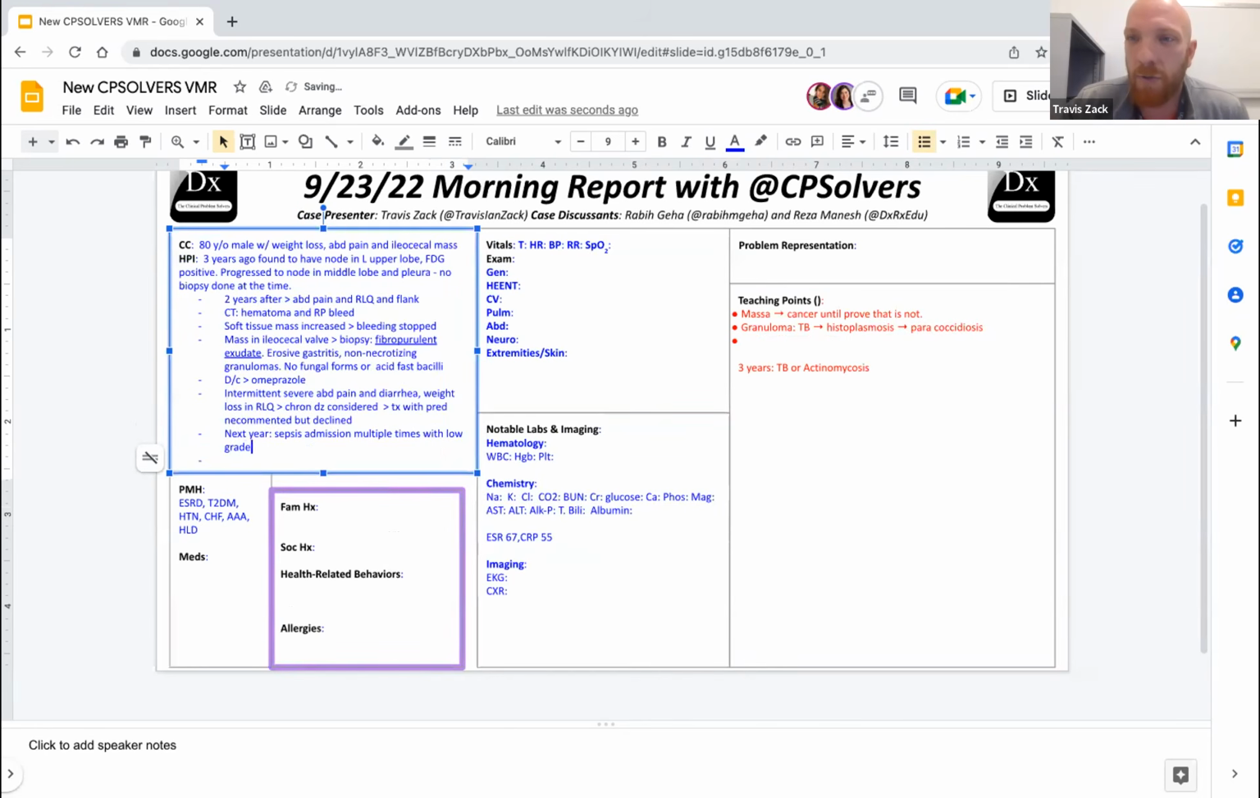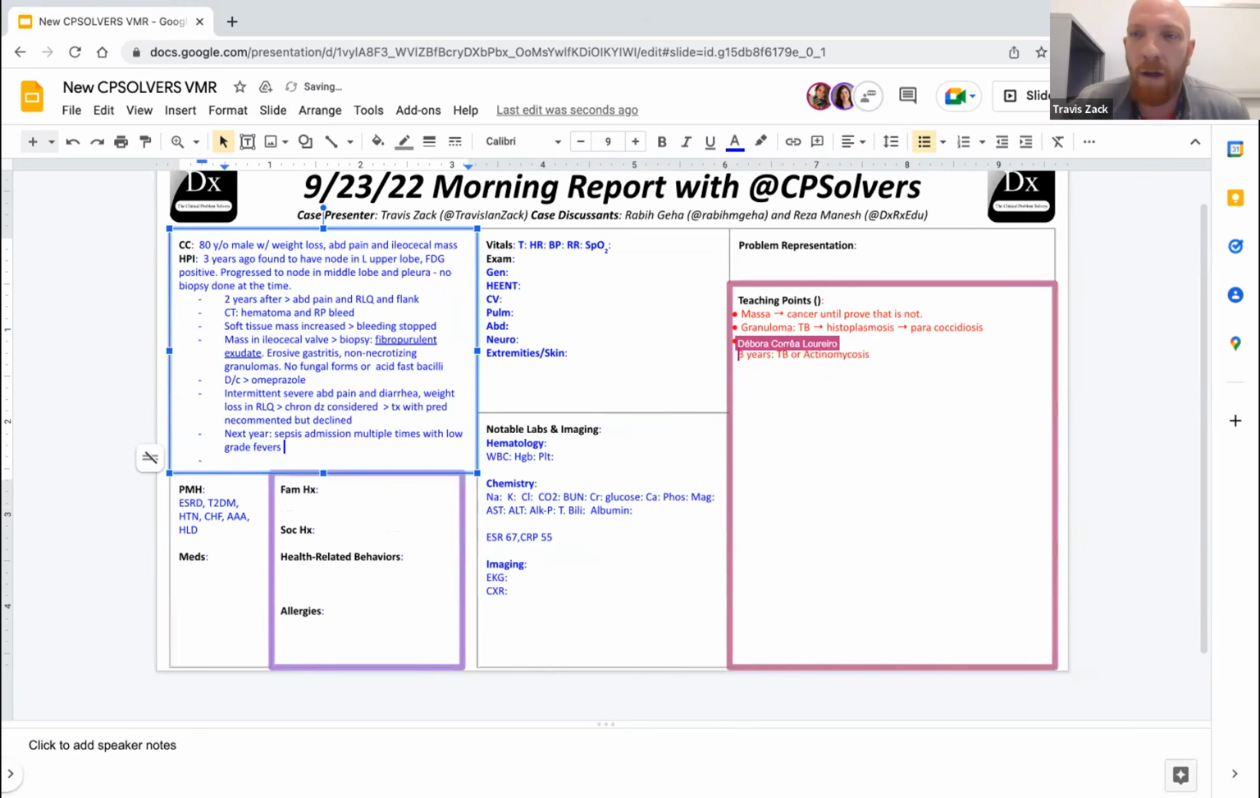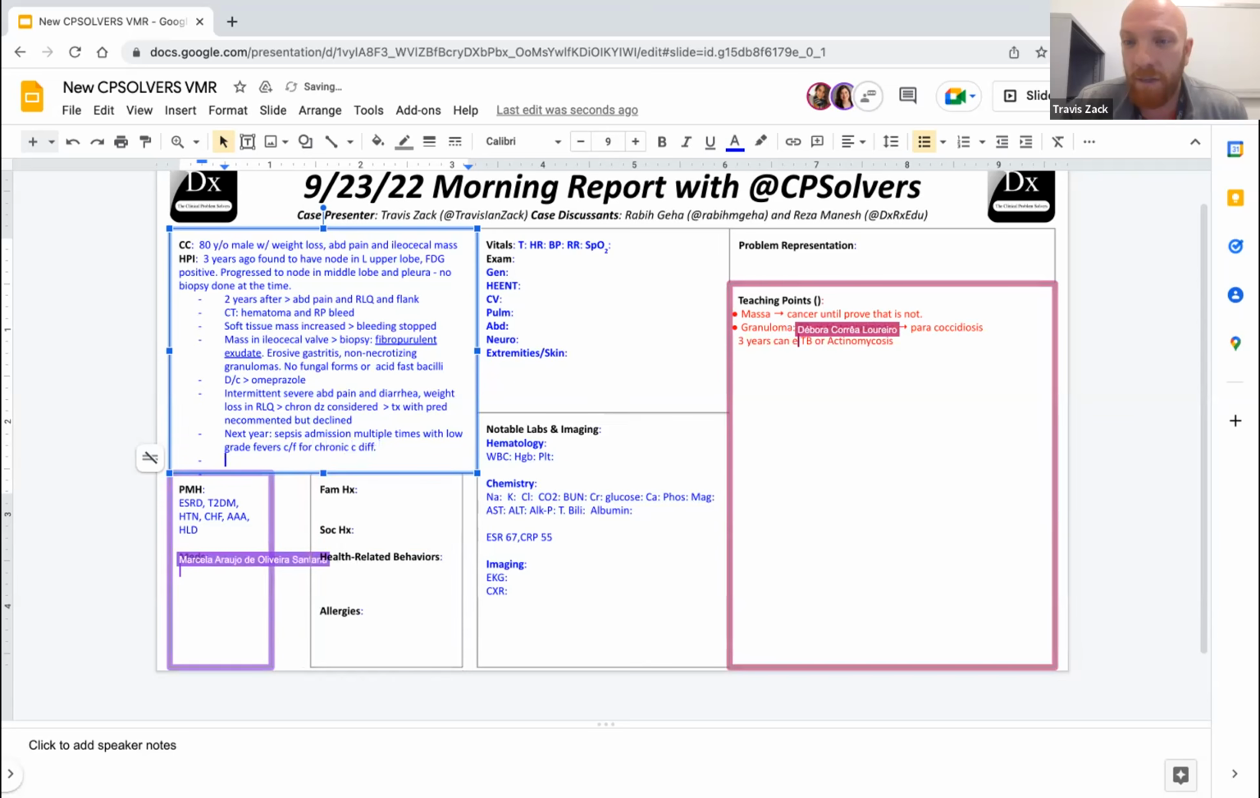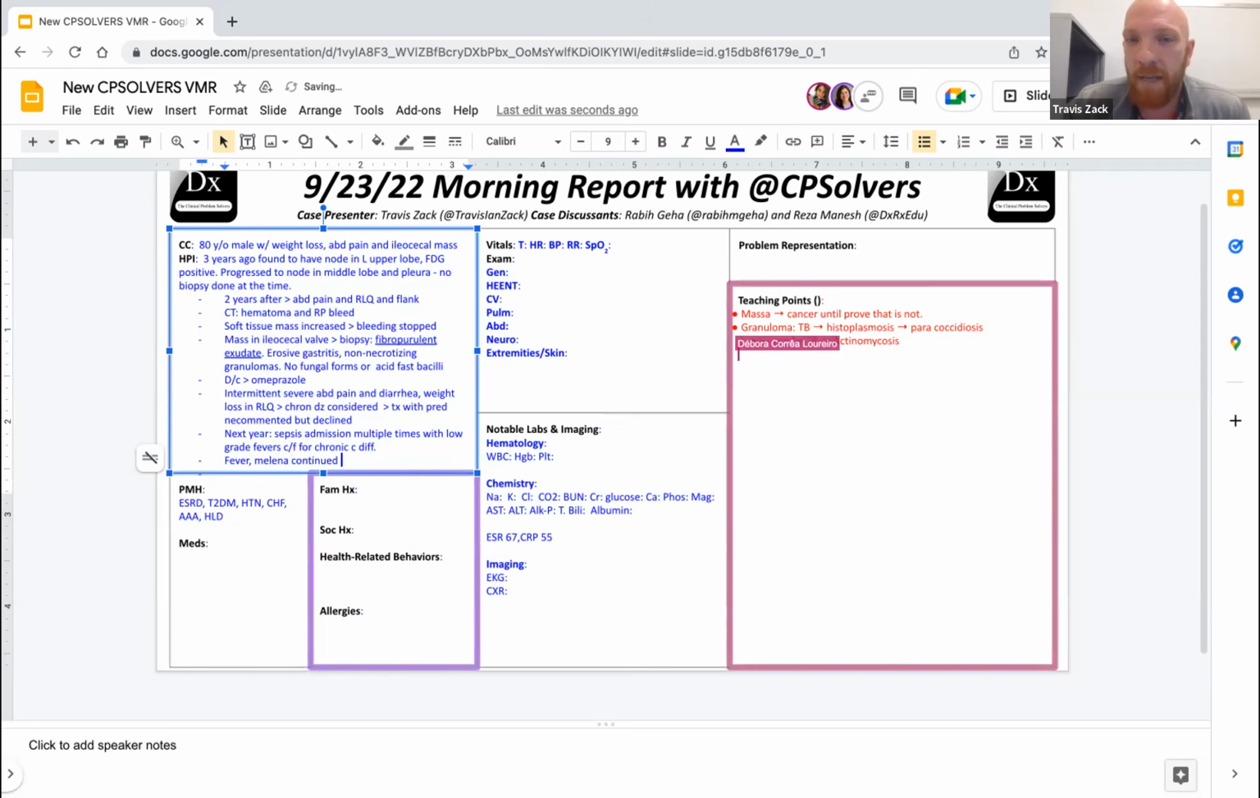Over the next year prior to diagnosis, patient was admitted for sepsis multiple times with low-grade fevers, and thought potentially due to chronic C. diff, as he continued to have positive C. diff despite treatment. However, the fevers and melena and bright red blood continued despite treatment and clearance of the C. diff. CT scans continue to show wall thickening of the terminal ileum and cecum with fat stranding. Finally, on the day of presentation, patient was brought in with shortness of breath. He reported progressive fatigue and weakness to the point of being unable to get out of bed.